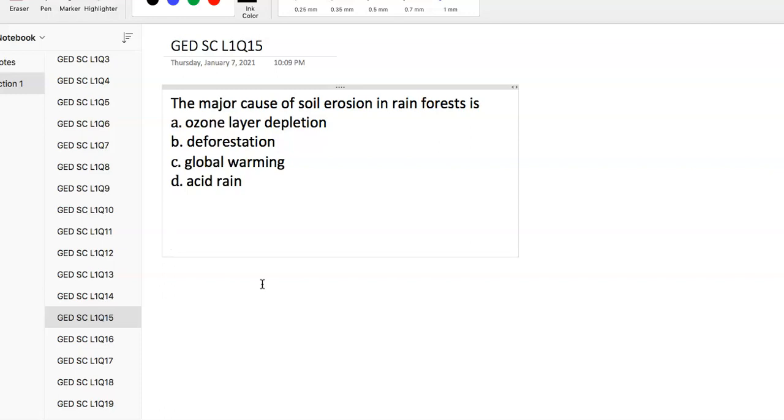The major cause of soil erosion in rainforests is deforestation. Deforestation is the clearing of trees and other vegetation, transforming a forest into cleared land. Deforestation increases greenhouse gas emissions, disrupts the water cycle, increases soil erosion, and decreases the natural beauty of an area. So all those we want to be familiar with for deforestation. In this case, it was soil erosion, right?